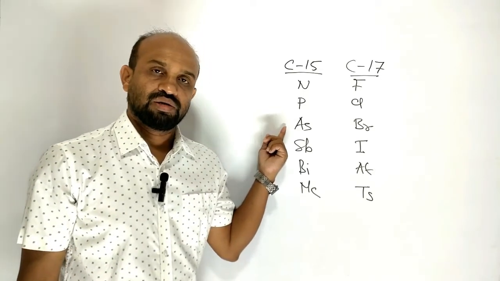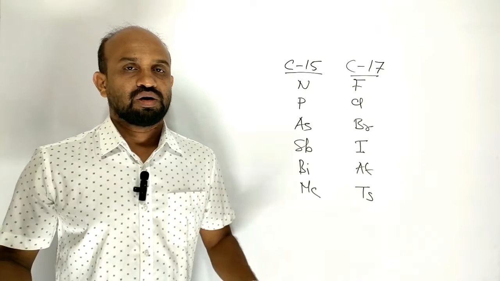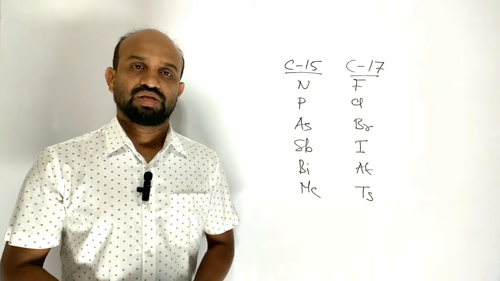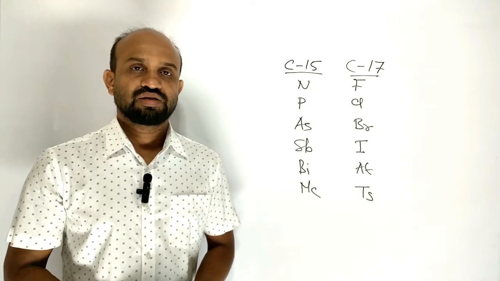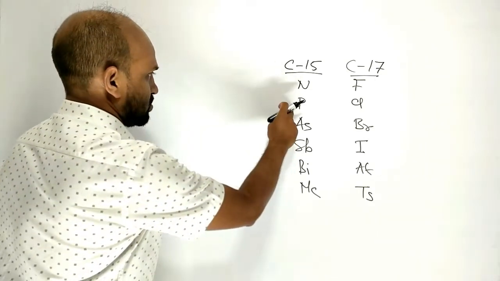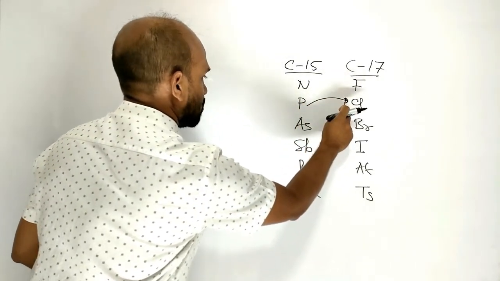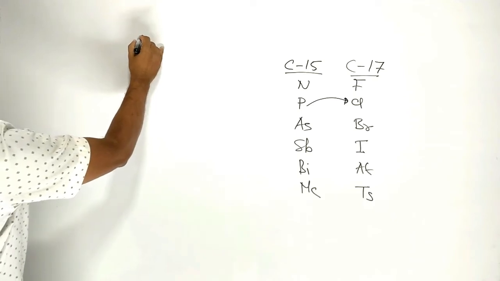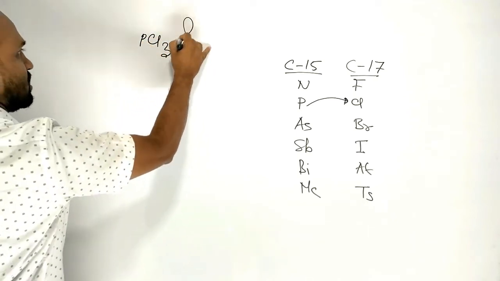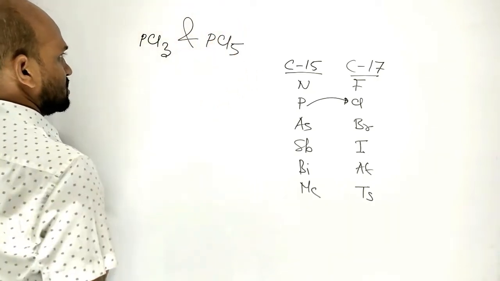We know that elements of any specific column are almost similar in properties. Based on this point, let's write today's lesson. That is, phosphorus reacting with chlorine can form phosphorus trichloride and phosphorus pentachloride.